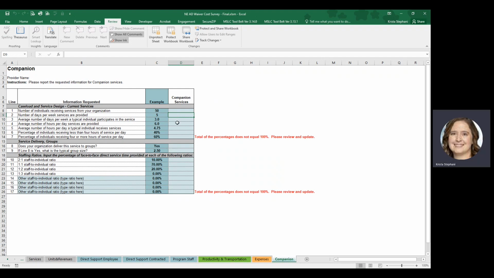Next, we realize that not all individuals receive services every day of the week. So we're asking you to provide the average number of days per week a typical individual receives companion services.